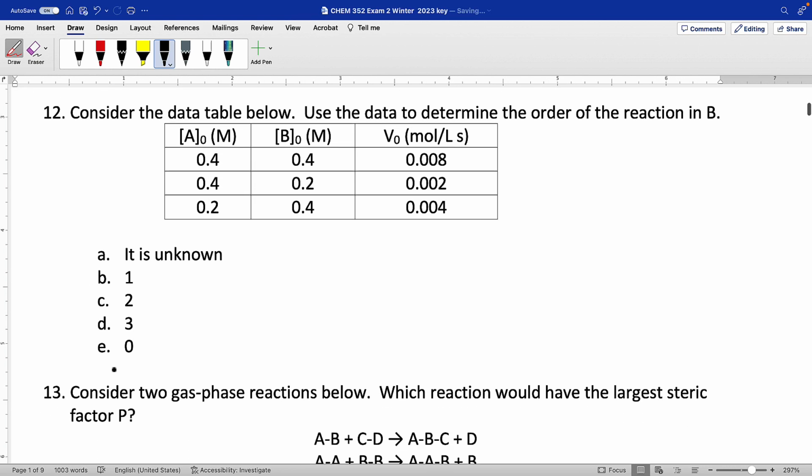In the next question, we have a reaction and we do have some data. So in this case, we want to find the order of the reaction in B. So we look for a place where A is unchanging and B did change. So these are the initial concentrations, and we see that B was cut in half, but the rate was not cut in half, it was cut by a factor of 4. So the factor of 4 is equal to 2 squared, so we can see that this is second order in B.